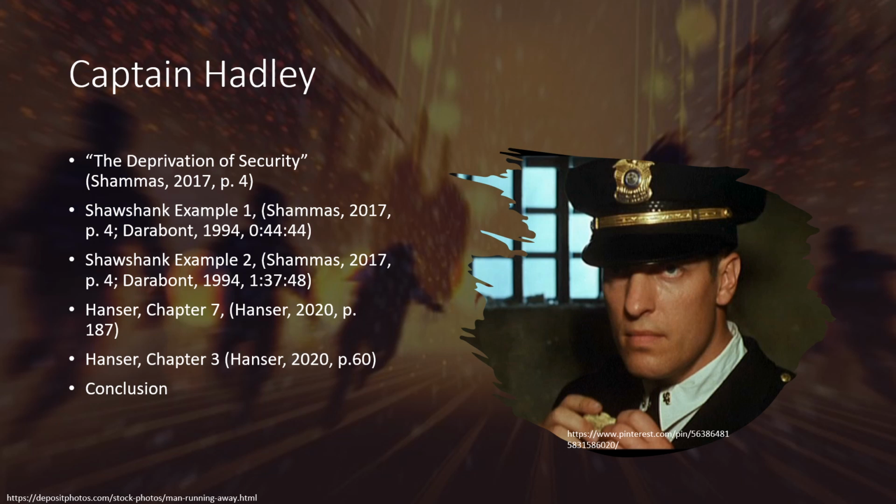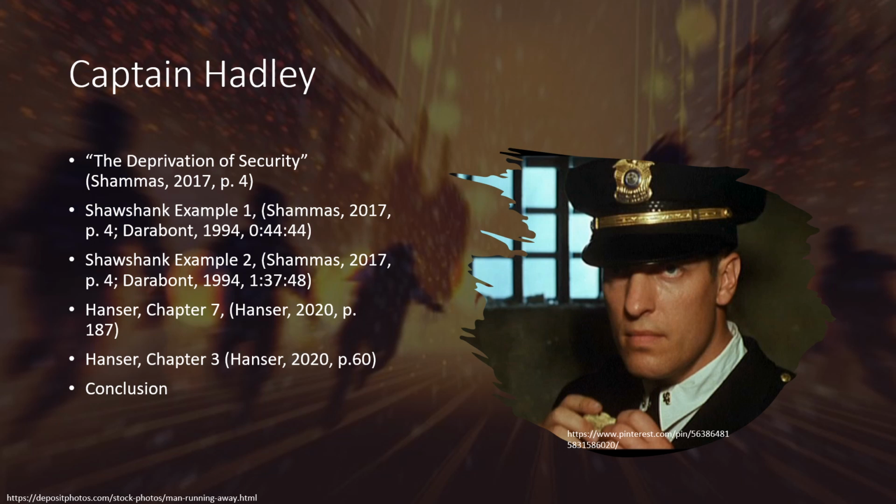The first Shawshank example I have comes from Darabont, 1994, 44 minutes, 44 seconds. This is essentially where Captain Hadley beats up the leader of the Sisters, whose name is Bogs. Hadley is essentially committing a crime when he's assaulting Bogs, and the Hanser 2020 text chapter that best relates to this is chapter 7, found on Hanser 2020, page 188, where it talks about blind spots in the prison. Bogs' cell is a blind spot within that prison, thus Hadley is able to get away with what he did.